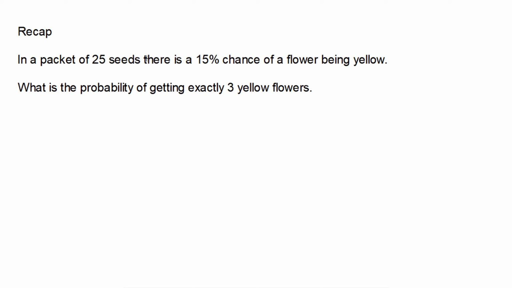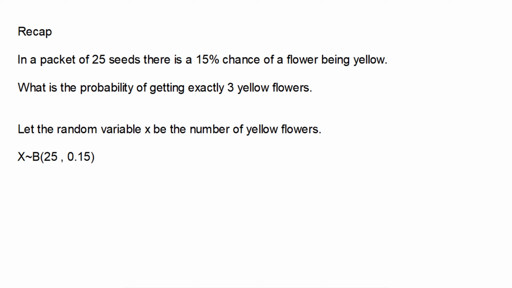So in a packet of 25 seeds, there's a 15% chance of a flower being yellow. What is the probability of getting exactly 3 yellow flowers? The first thing we have to do is define our random variable. Let random variable X be the number of yellow flowers. We're also going to say that X is distributed binomially with 25, 0.15. That's our number of trials and our fixed probability.